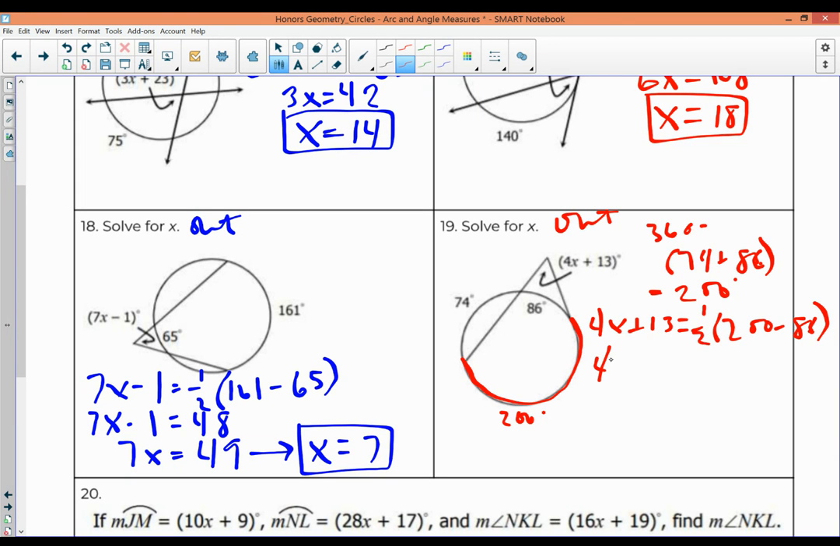So 4x plus 13 equals 57. 4x equals 44. So x equals 11. Fun stuff. Yeah, maybe not. I mean, I'm having fun.